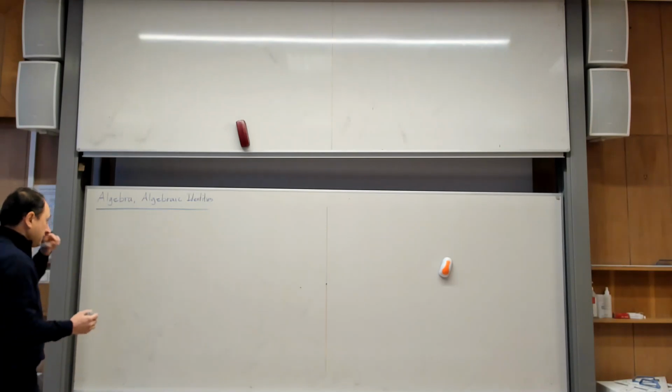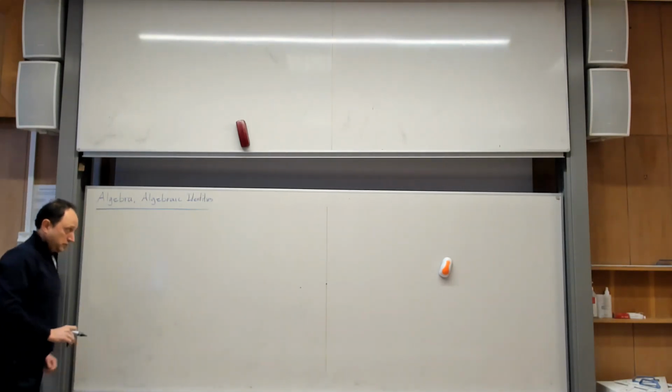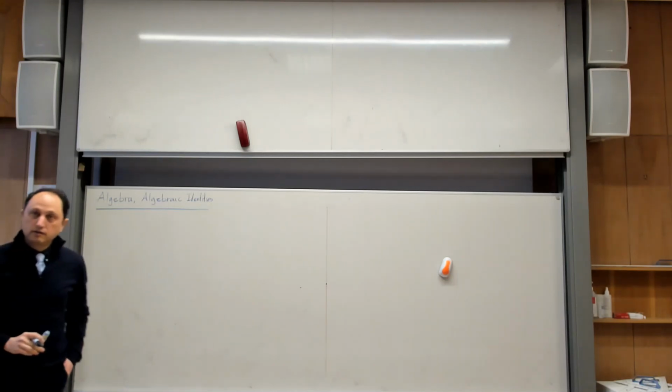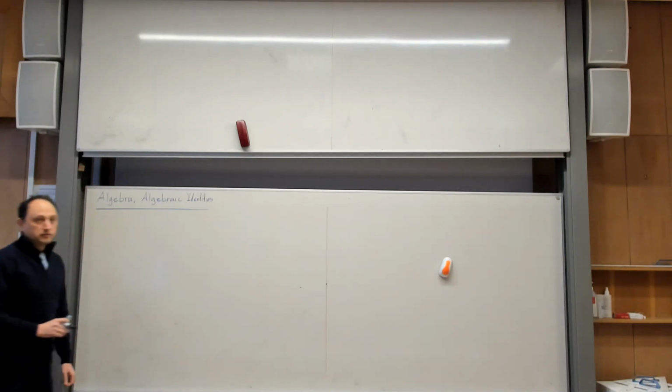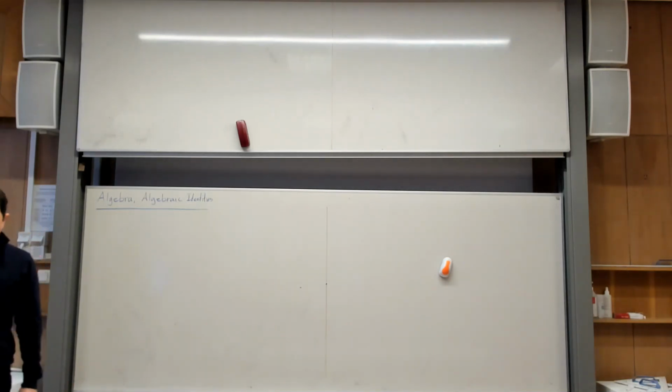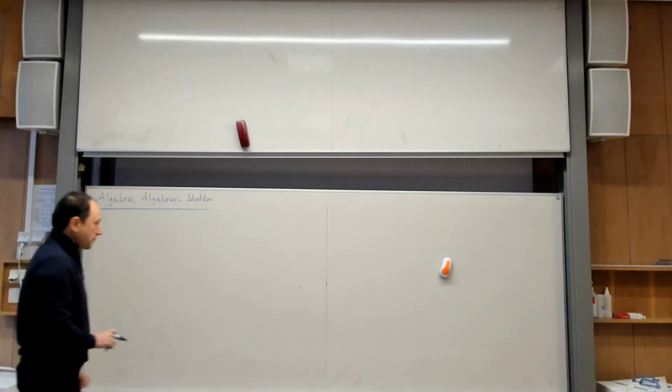So if you have an equality between algebraic expressions that is satisfied for all possible values of the variables, then that is called an identity.